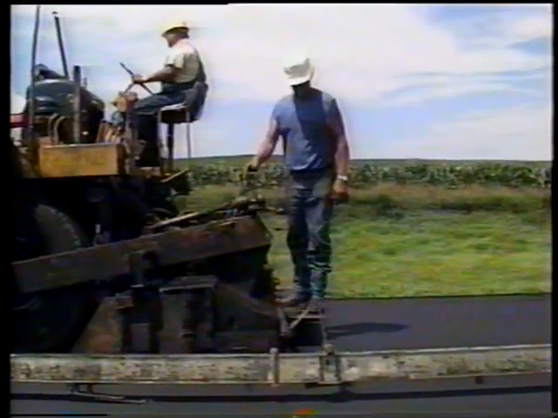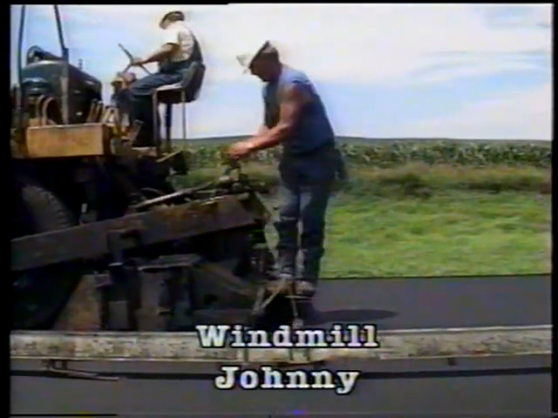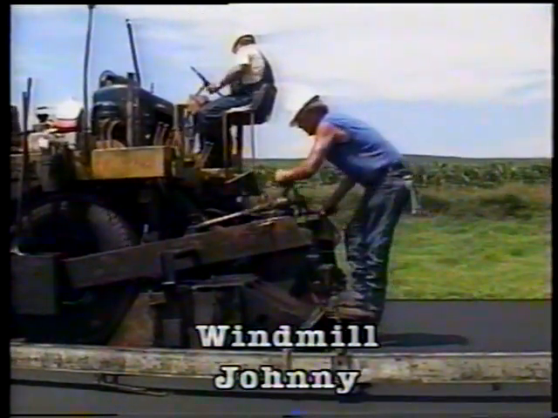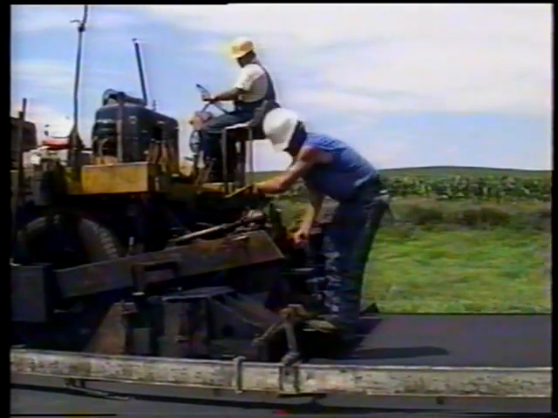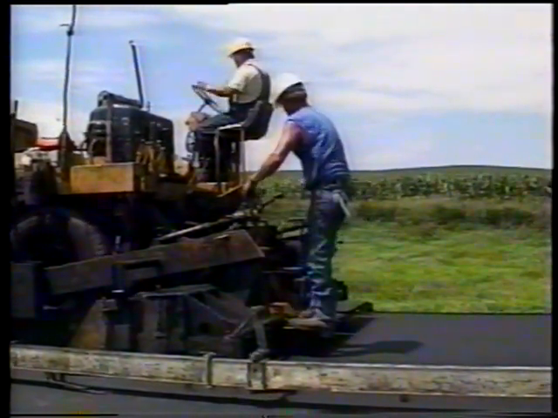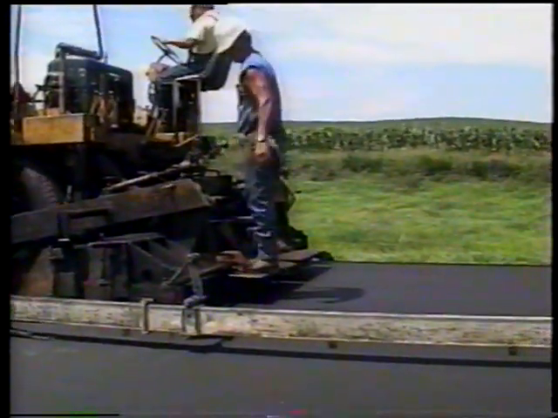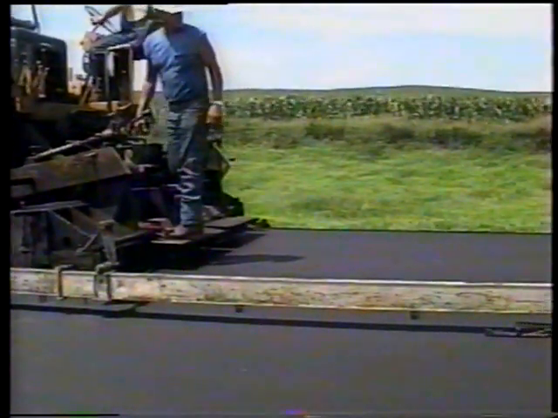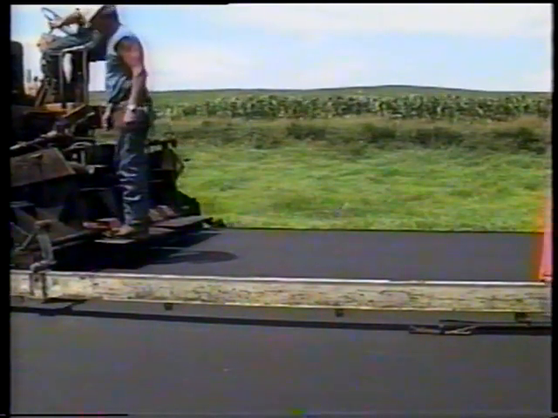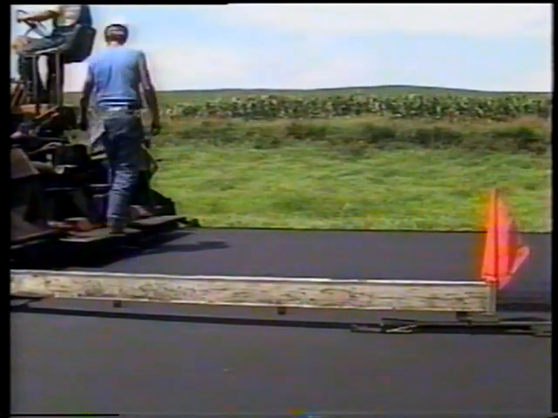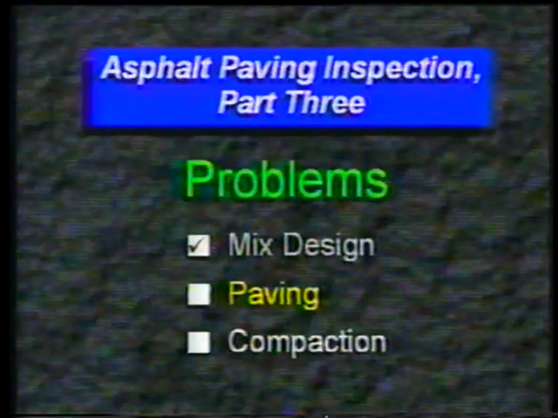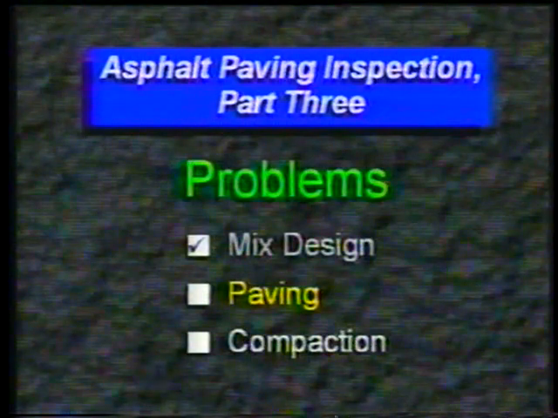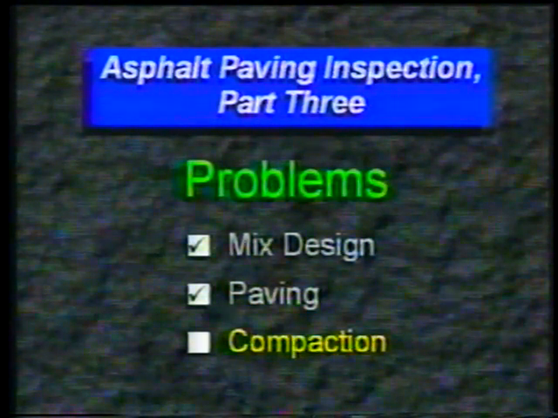While we're behind the paver, let me introduce Windmill Johnny. It's easy to see how he got his name. He's constantly whirling and twirling the mat depth controls. Depending on the machine and the intervals between adjustments, he's either accomplishing nothing, or these abrupt changes will show up in the mat. Rumor has it that the roller operators on Johnny's job often get seasick. But those roller operators aren't without blame themselves. Let's leave the paving operation and look at some compaction problems.